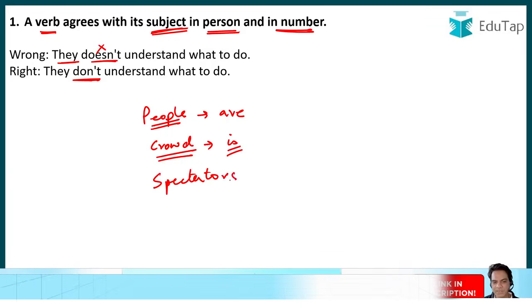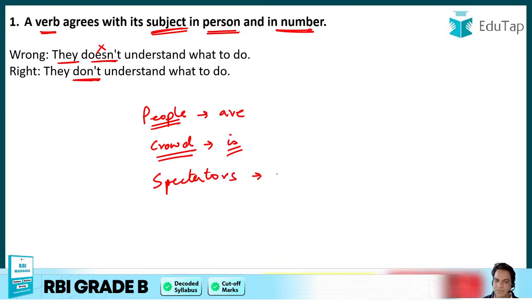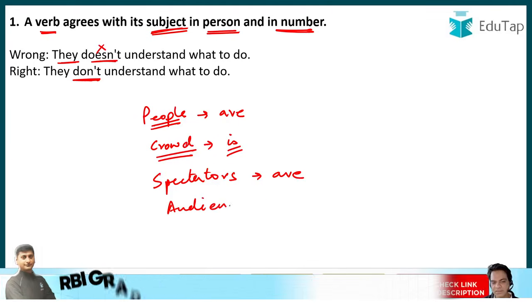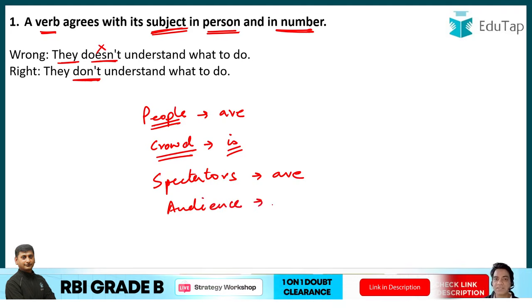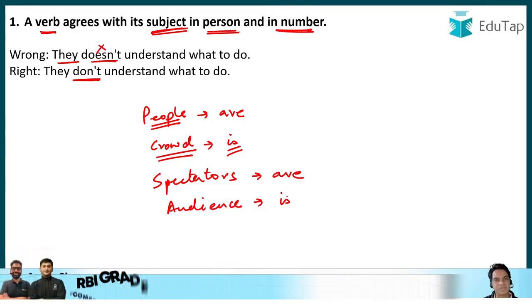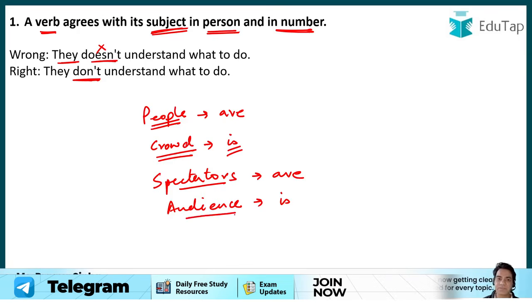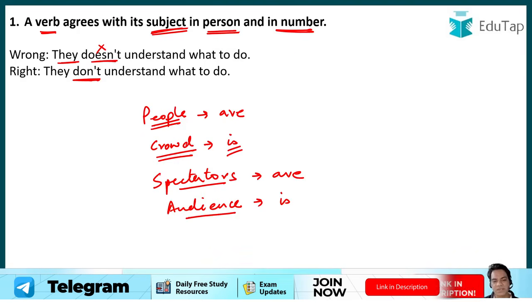For example, guys, spectators. What will be used with spectators? Spectators is plural, so spectators are cheering their team. Whereas if I say the other word, audience. Now, what is audience? Audience is basically a collection of all the spectators in one single word. So the audience is cheering for their team. So it depends on the noun whether it is going to take a singular verb or a plural verb.